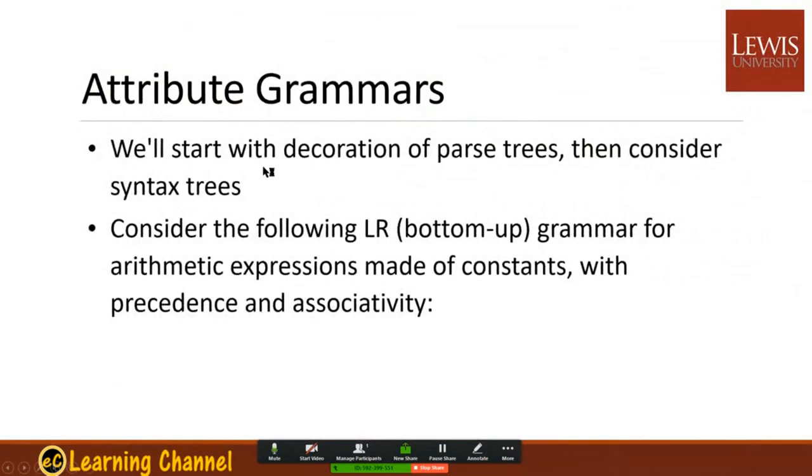Attribute grammar, we will start with decoration of the parse tree, then consider the syntax tree. The parse tree is the tree we generated. The syntax tree is more detailed syntax and with decoration. Consider the following LR bottom-up grammar for arithmetic expressions made of constants with precedence and associativity. Now we are going to look at this LR grammar.